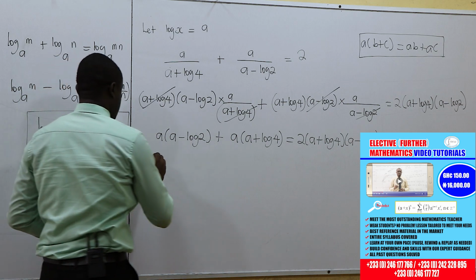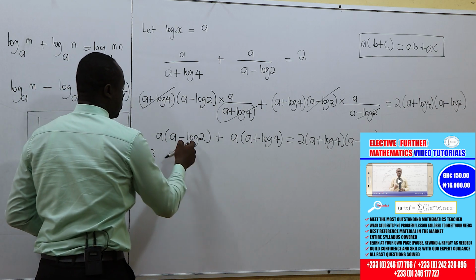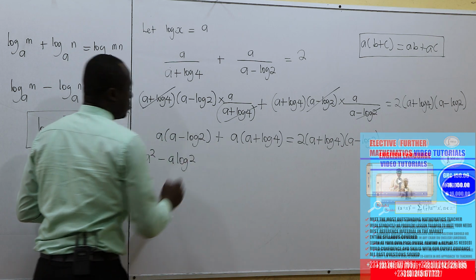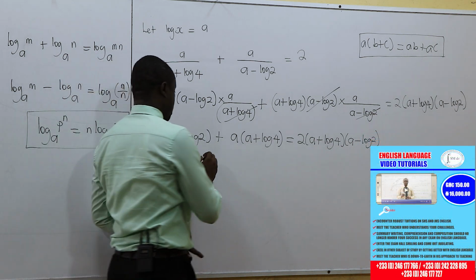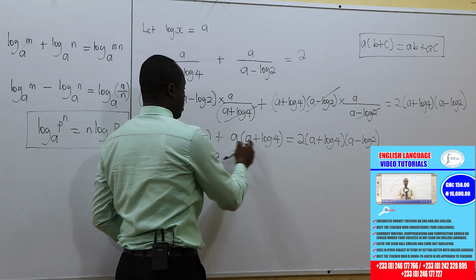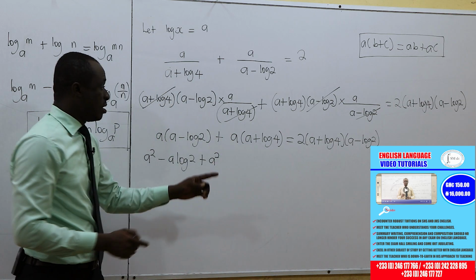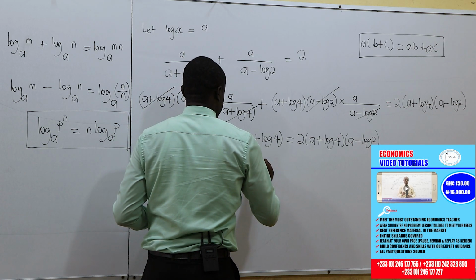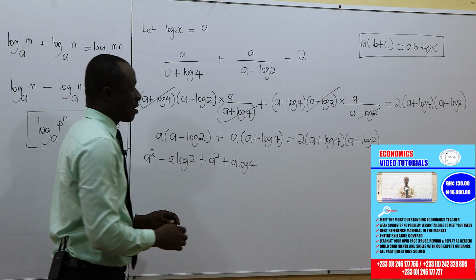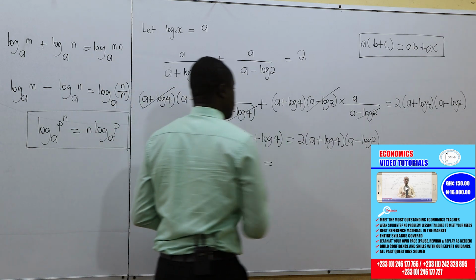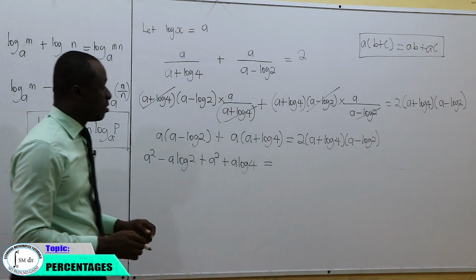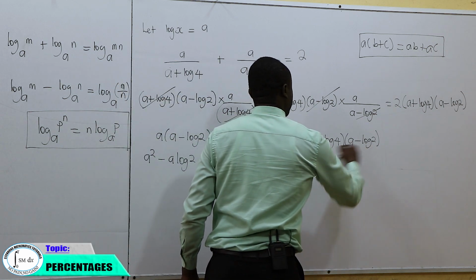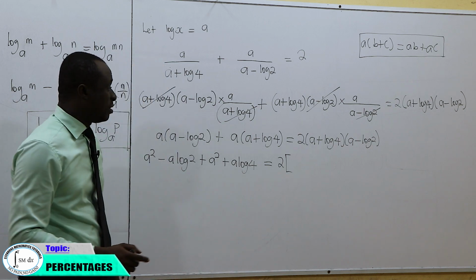A times a gives us a squared, a times this minus a log 2. A times this, a times a squared, a times log 4 plus a log 4. And this is equal to, now we have the 2 as a constant. Let's apply the distributive property repeatedly.